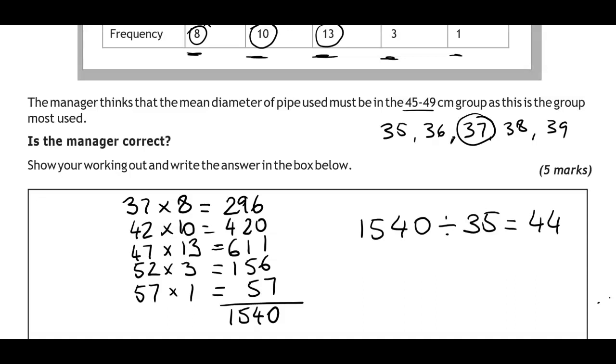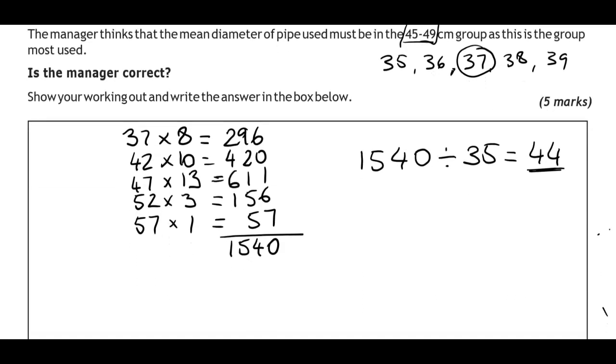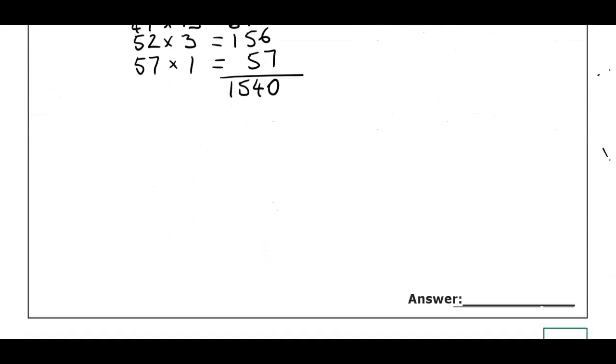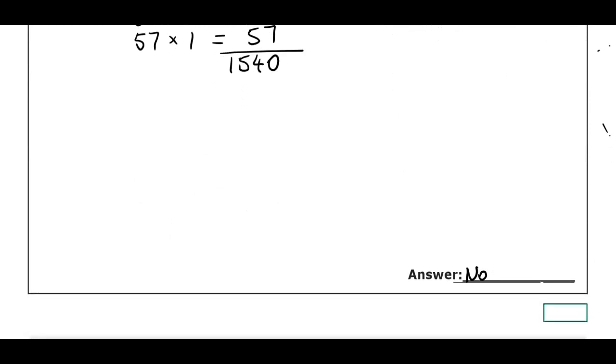The manager thought that the mean diameter of the pipe was in the 45 to 49 group, and this is 44. So the answer is no, they are not correct. So no, it's in the 40 to 44 group.